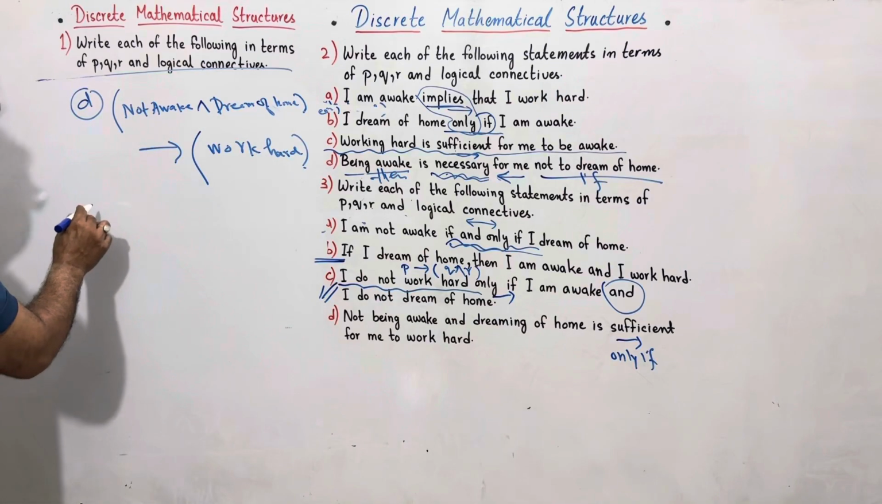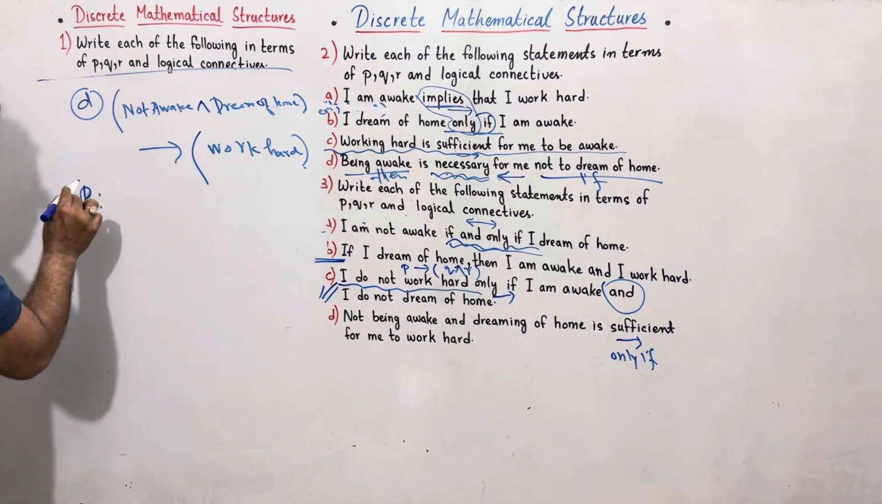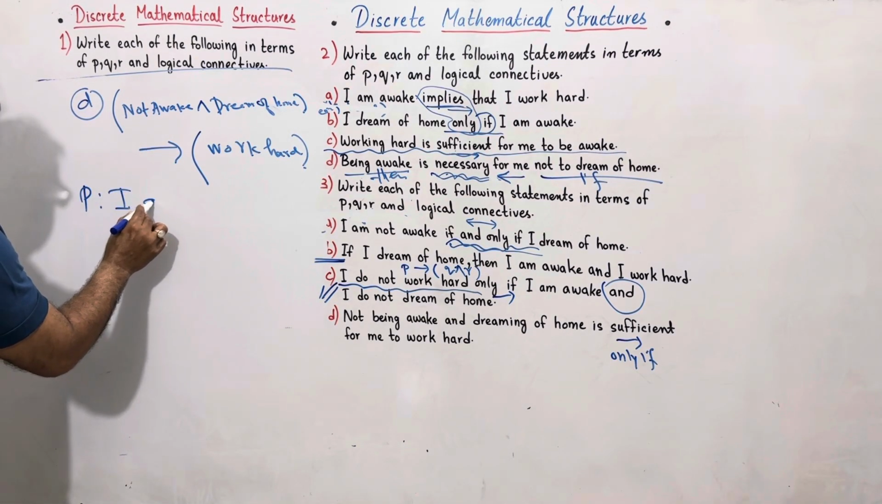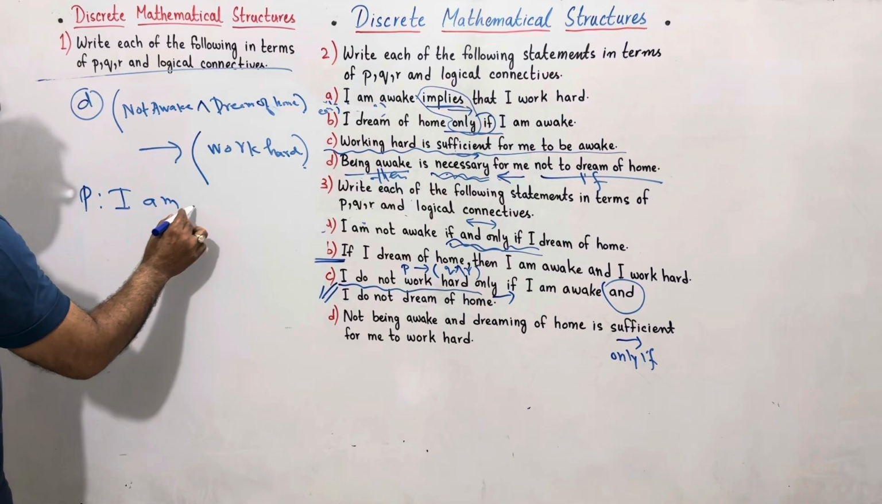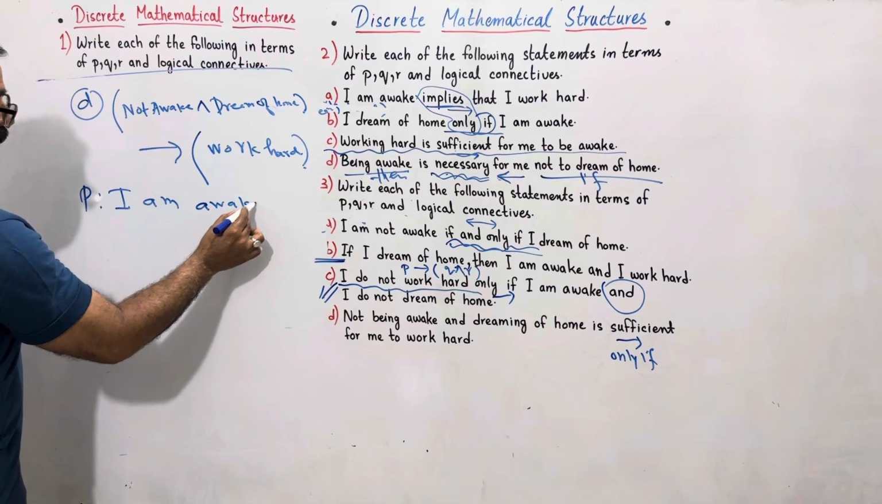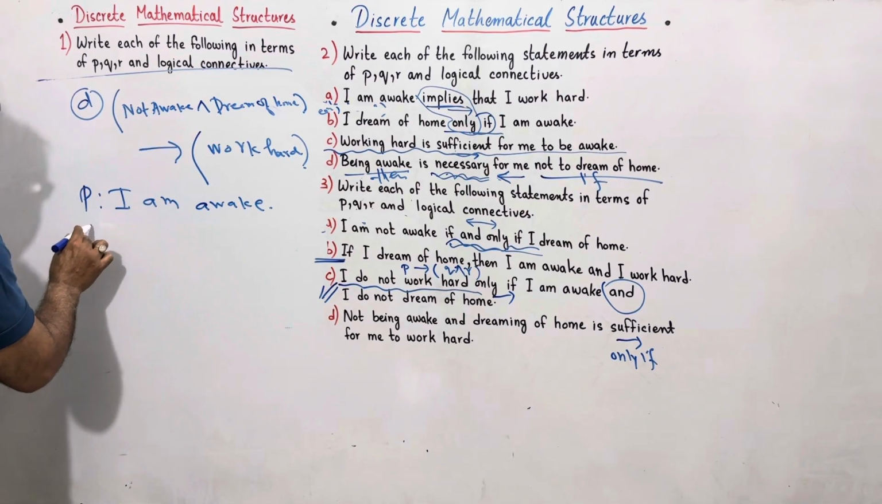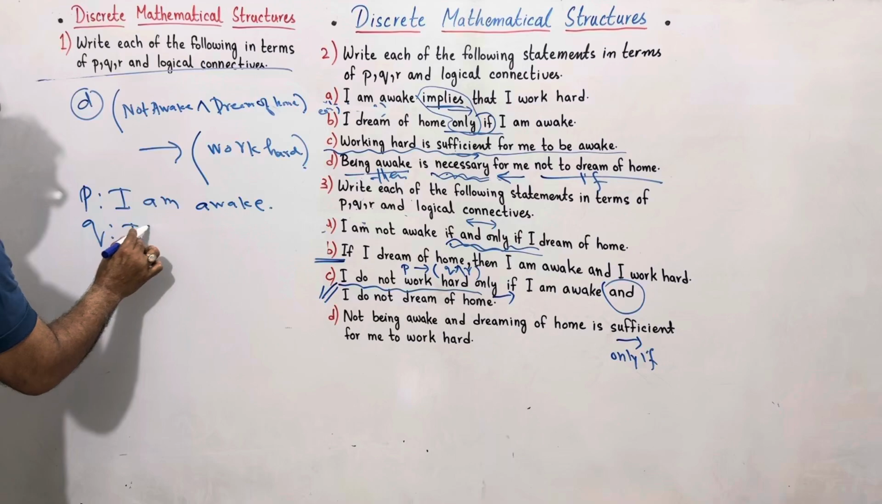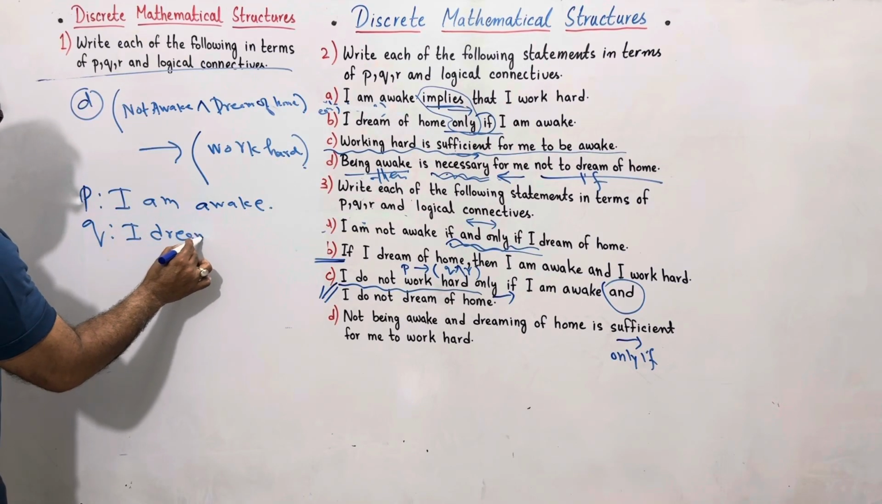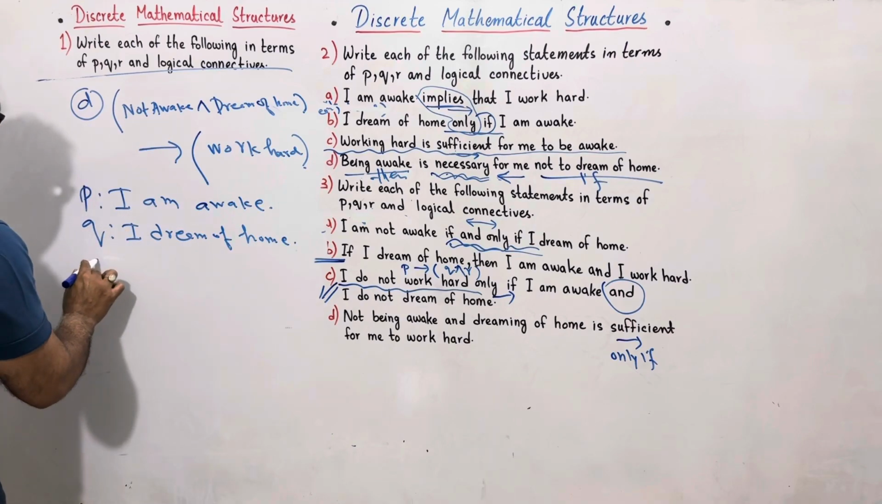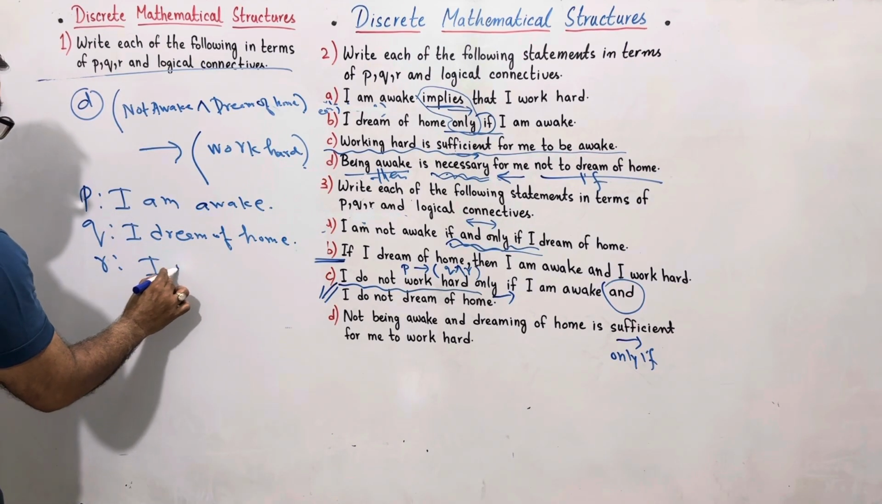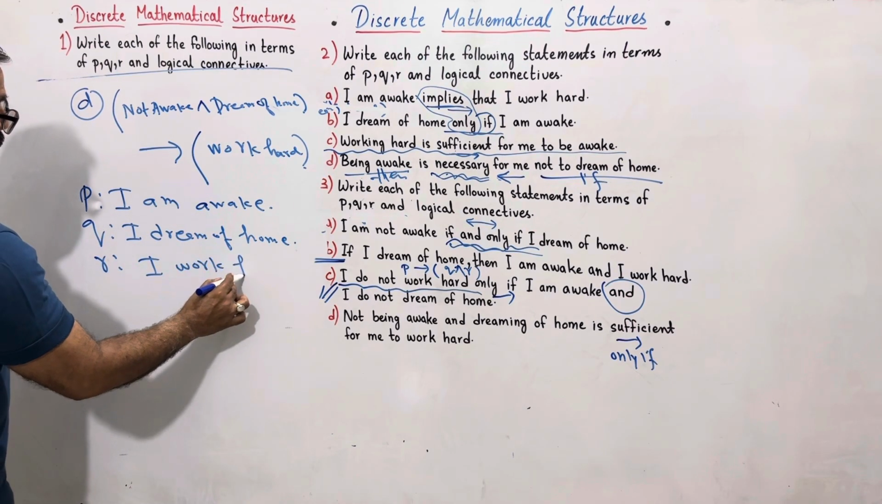Naming them, suppose P is I am awake. We are basically taking the proposition as positive. I am awake. Q, I dream of home. And R, I work hard.